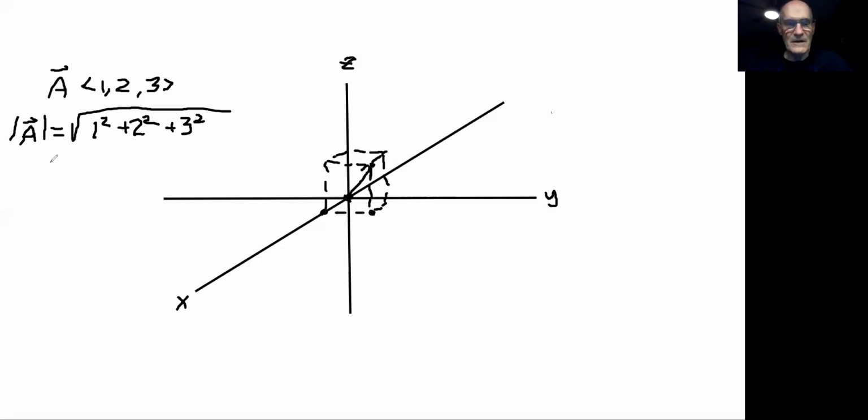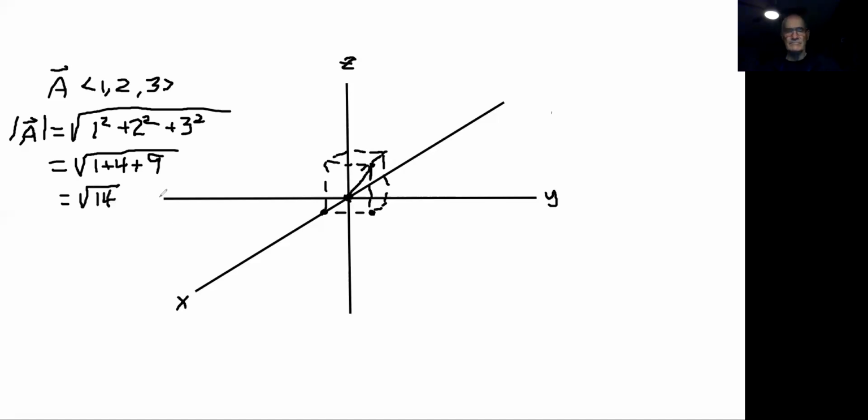So if you work this out, the magnitude of this vector is that 1 squared is 1, plus 2 squared is 4, plus 3 squared is 9. So that ends up being the square root of 14. So that's the way you find the magnitude.